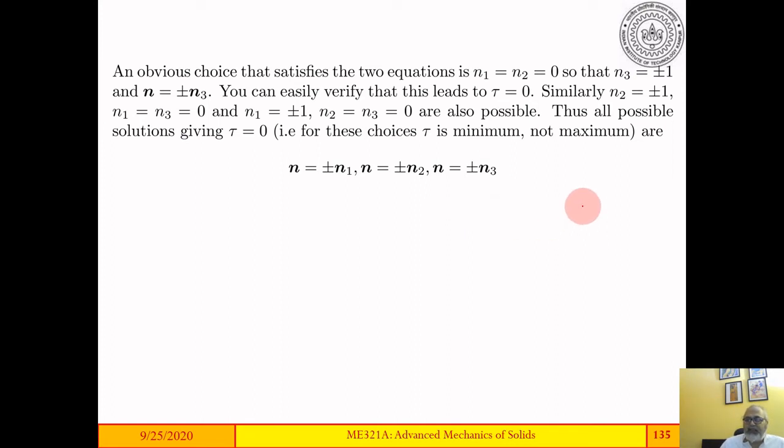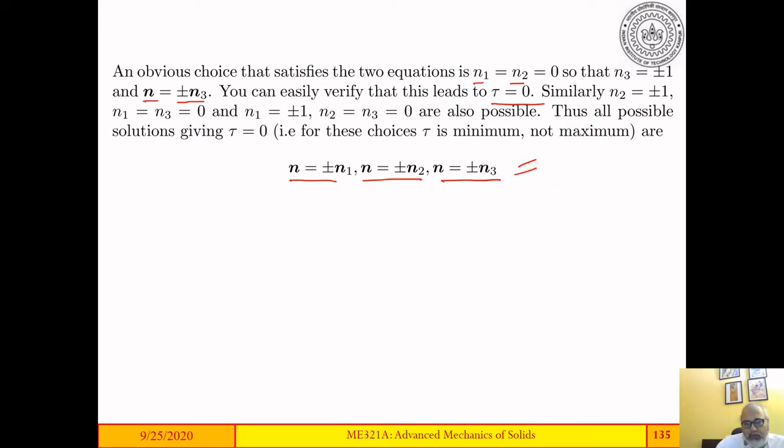If we take that solution, we will see that tau turns out to be 0, which means that the shear stress on the plane is equal to 0 for this choice. For the choice n1 equal to n2 equal to 0 and n3 equal to plus minus 1, shear stress is equal to 0, and the normal to the plane is in the plus minus n3 direction. Similarly, if we take the other two combinations where n1 is plus minus 1 and n2, n3 are equal to 0, we will get this choice. For n2, we'll get this choice, and this choice we have already proved. So these are the 6 possibilities for which the shear stress on the plane will be equal to 0. That is not a maximum, that is actually a minimum. So these choices give us the minimum and not the maximum.